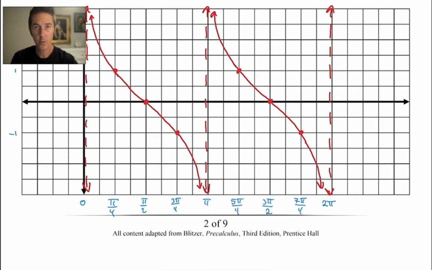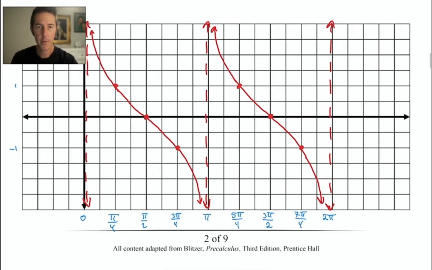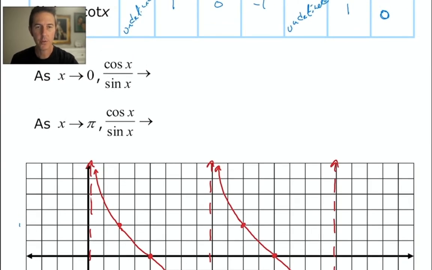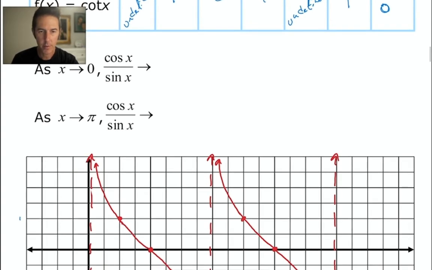All right, so there's your cotangent graph. Let's go back up and answer these two questions real quick. As x approaches 0, in this case from the right, if you look down at the graph, notice the green highlighter climbing up there. As our x values approach 0, moving in on that vertical asymptote from the right, our curve is going up toward positive infinity.